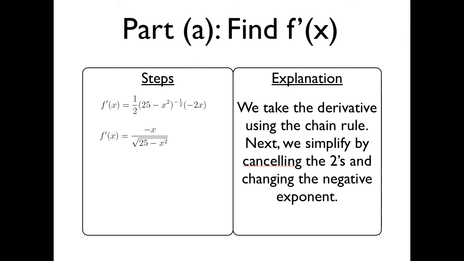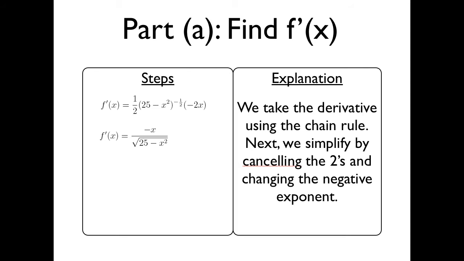Okay, the first part, part A, just says find f prime of x. We know that's the derivative. For our function, square root of 25 minus x squared, we're going to have to use the chain rule. The first step is to write it as 25 minus x squared to the 1/2 power. Then when we do the derivative, we get 1/2 times 25 minus x squared to the negative 1/2. And then we have to multiply that by the derivative of the inside. That's where the negative 2x comes in.